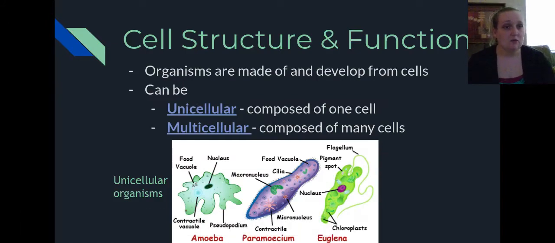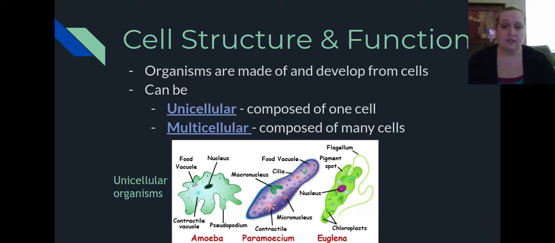No matter what type of organism you have, they are either going to be unicellular or multicellular. In biology, we're going to focus on root words to help us understand what words mean. So uni means single or one, and multi is more than one. So if you understand what the word means, you can remember what these definitions are. A unicellular organism is one that is composed of one cell. Multicellular are composed of many cells.